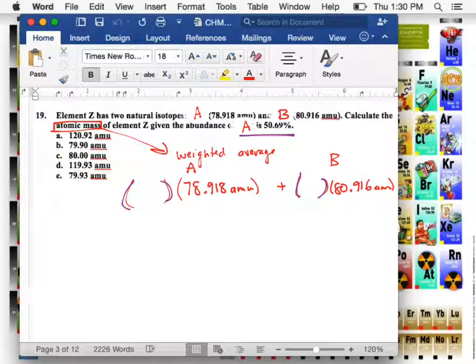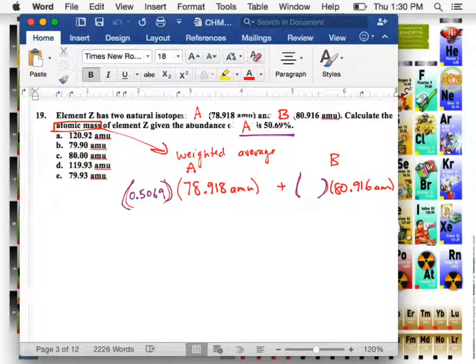I know that the weight for A is 50.69, okay? Which means this needs to be 0.5069. So far, so good? Okay. Well, the weighted average is the sum of those. So I would take 50.69 times 78.918 plus some number that I don't have times the 80.916, and I'd add that up and punch it in my calculator and get an answer. But if I don't know what's in that parentheses, I can't solve this.